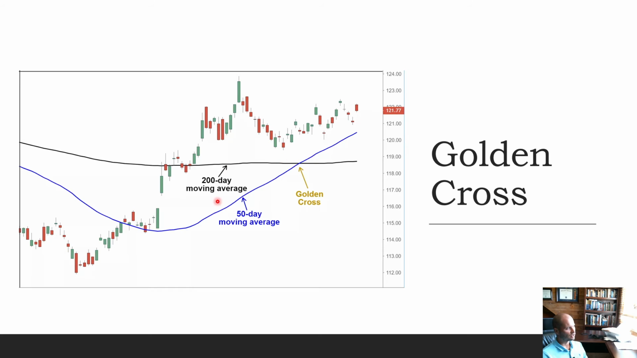All right? And you can see it. The 50, here we are. The 50 is below the 200. Okay? Which is not good. But what happens? The 50 starts catching up. Price action is consolidating.